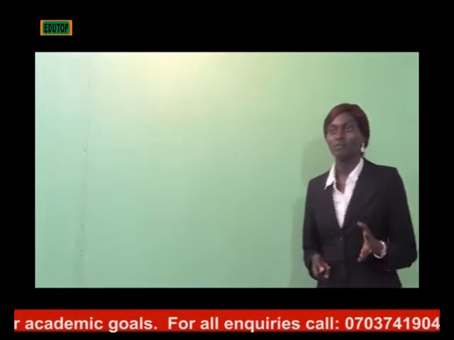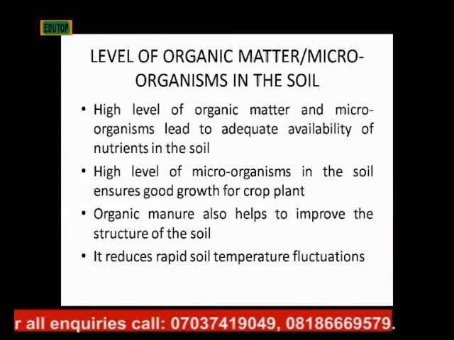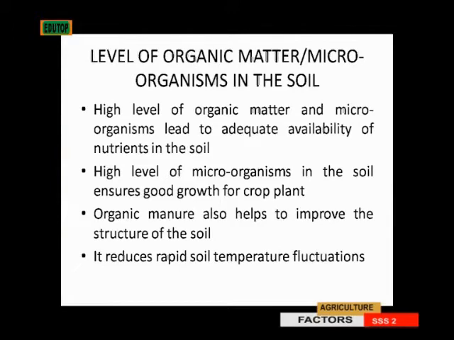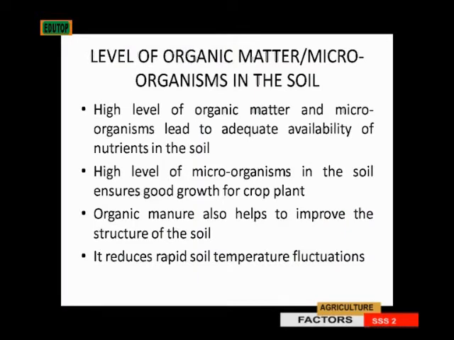Now, the last factor that affects nutrient availability is the level of organic matter or microorganisms in the soil. When you have so much organic matter or microorganisms in the soil, that will lead to adequate availability of nutrients. The microorganisms are responsible for decomposition, so they make organic matter available. Then they also ensure good growth of crops. That is, a high level of microorganisms in the soil ensures good growth of crops.